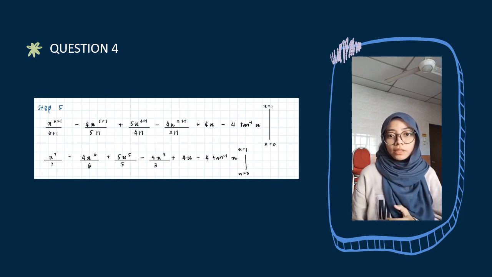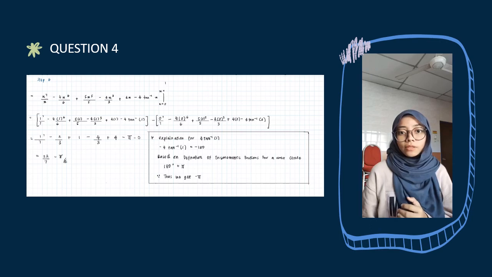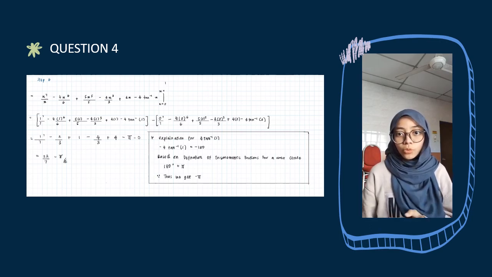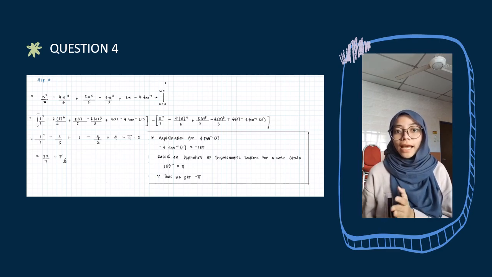For the sixth step, substitute into the equation x equals 1 and x equals 0. For x equal to 1, we will get 1 over 7 minus 2 over 3 plus 1 minus 4 over 3 plus 4 minus pi.